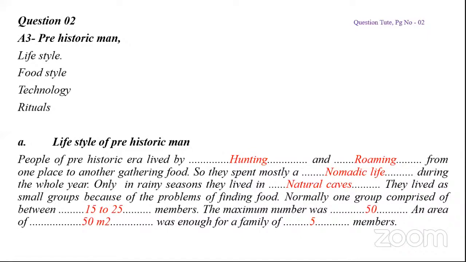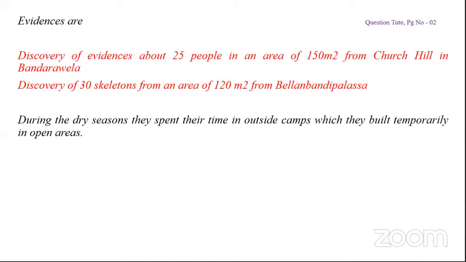Right? So these 2 evidences you have to write. What are the 2 evidences? The Church Hill evidence and the Bellanbendy Palace evidence. So what was the Church Hill evidence in Bandaraville? Discovery of evidences of about 25 people in an area of 150 square meters from Church Hill in Bandaraville, and discovery of 30 skeletons from an area of 120 square meters from Bellanbendy Palace. If you are writing as information, no problem, but it must be totally an explanation as a paragraph.